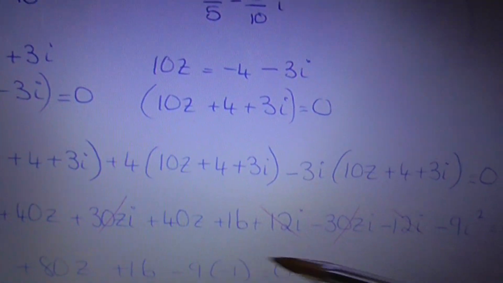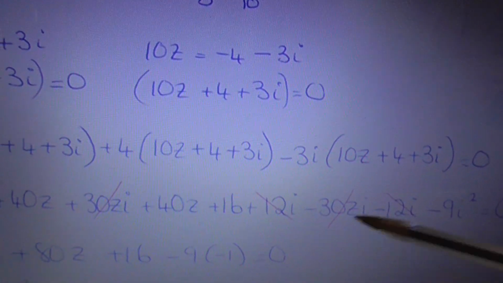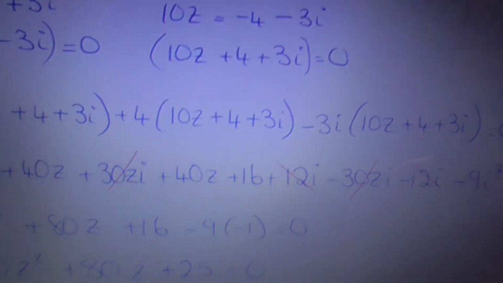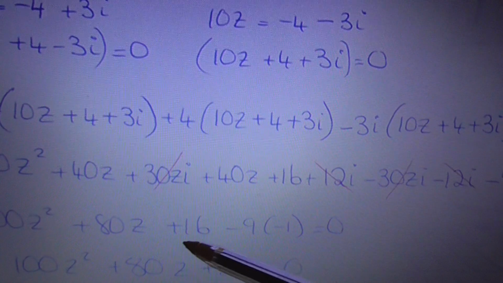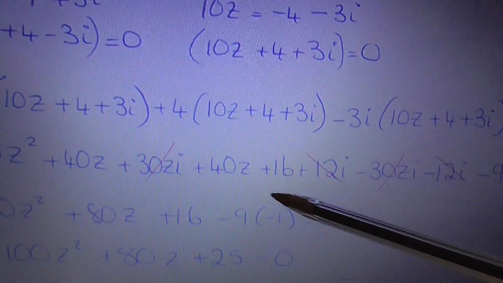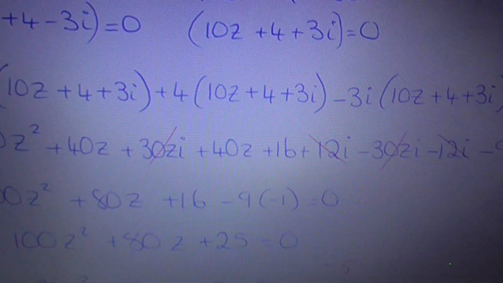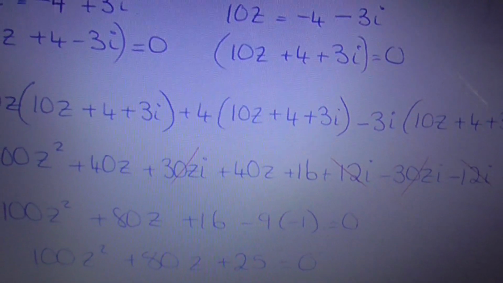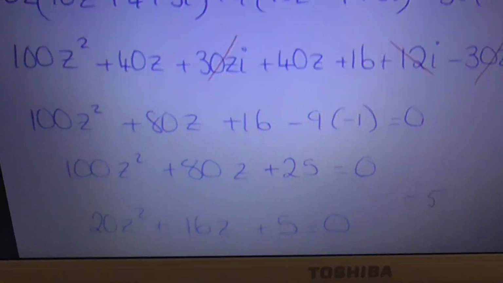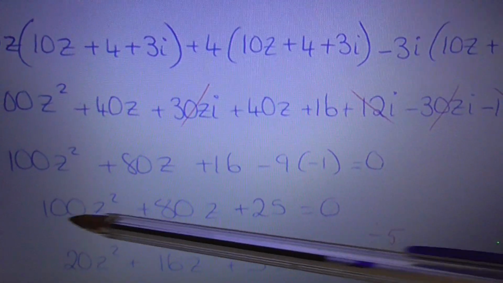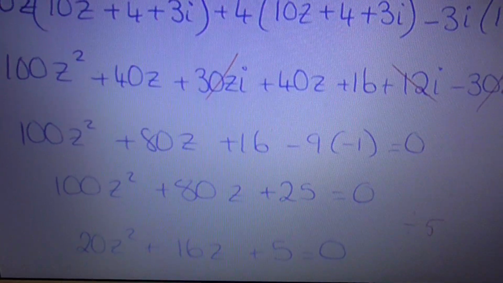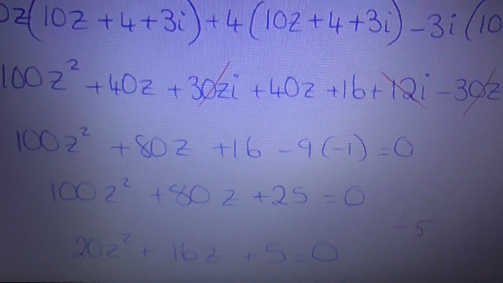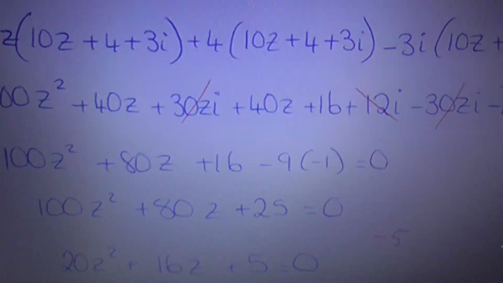The 30zi cancels with minus 30zi, 12i cancels with minus 12i. So then you're left with the next line. It's going to be 100z squared plus 80z plus 16 minus 9 times, remember i squared is minus 1. You'll end up with 100z squared plus 80z plus 25 equals 0. And again, 5 is common the whole way across, so I'm going to divide across by 5. And I'll get 20z squared plus 16z plus 5 is equal to 0.